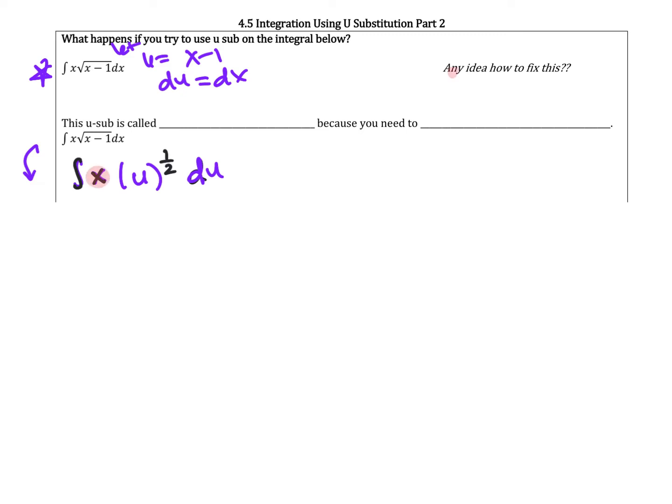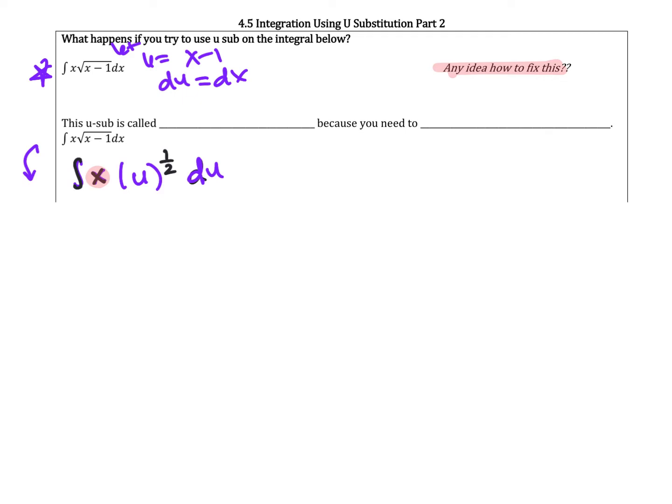So hopefully you noticed our issue is right here. Our issue is that we have an x still. It hasn't simplified out like it did in the previous problems in the earlier video that we made. We still have an x here that needs to go away in order for us to integrate with respect to u. So, do you have any idea how we can manipulate this so that we don't have x's anymore?